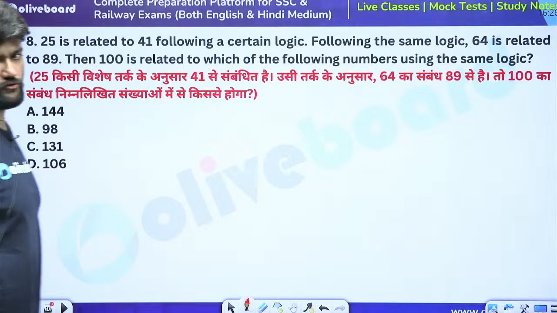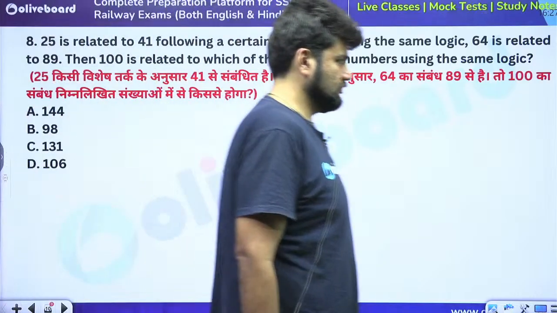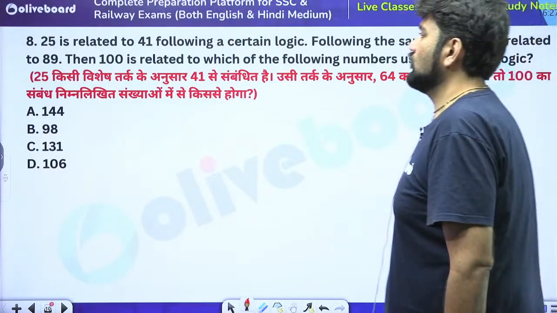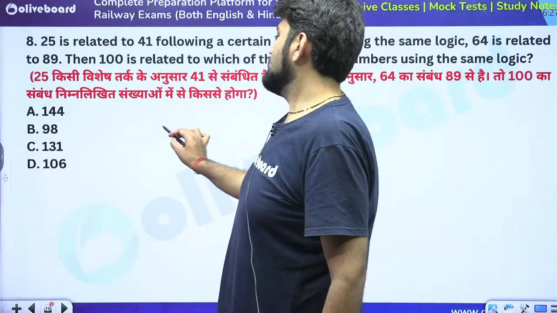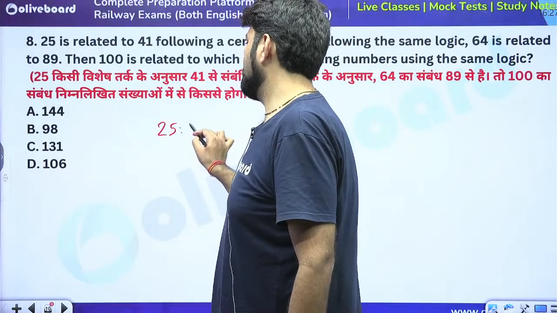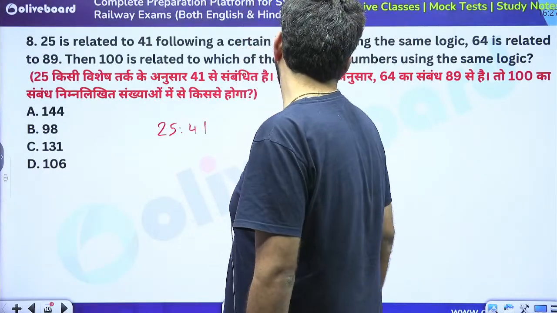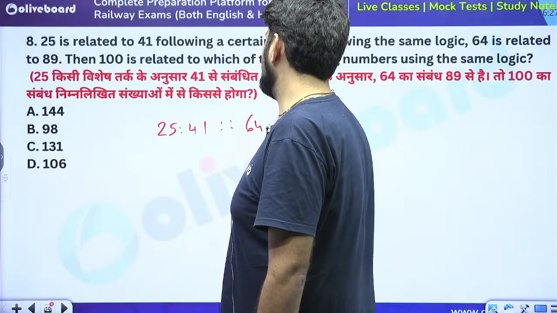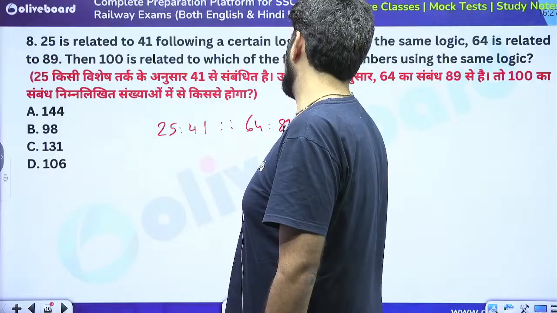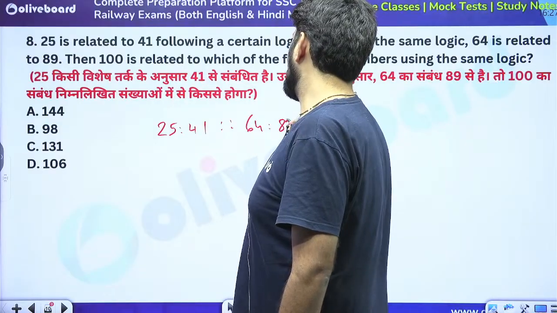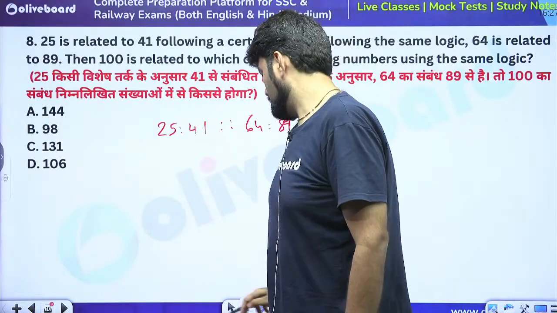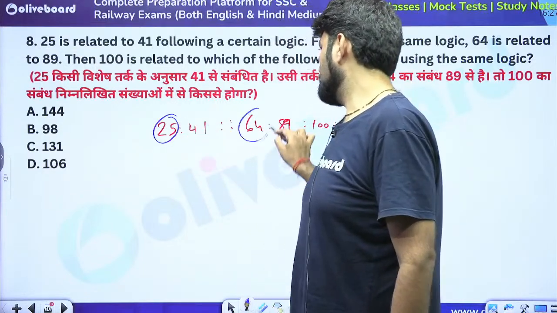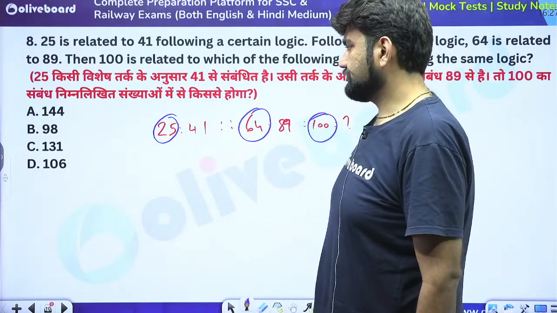This one is interesting actually. Now 25 is related to 41, okay. 25 is related to 41. And 64 is related to 89. So 100 is related to what? Now a lot of you will suspect, but if you observe carefully, you will see that the first number is a perfect square. Perfect square, perfect square, perfect square.